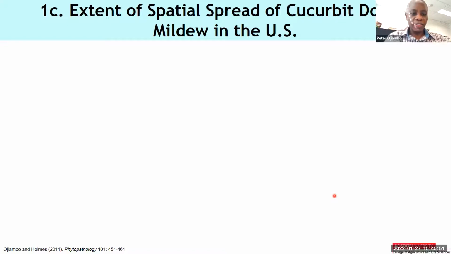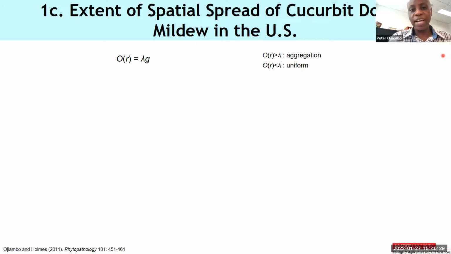All right, so one of the things that we also wanted to figure out in terms of spread and epidemiology, we know the inoculum is very important in terms of spread of the pathogen. So one of the things I wanted to figure out is, how far does the inoculum move? Should we worry, for example, if you have a field that's infected here in North Carolina, should somebody in Pennsylvania or New York worry about what is being produced there and whether the disease is not being controlled?